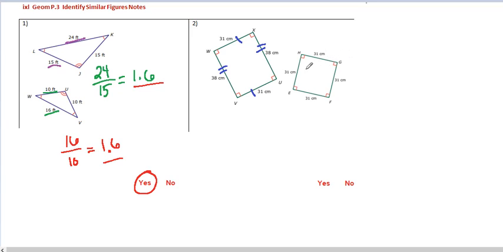So if you chose to do a ratio like this just to check it out, you're going to come out with different numbers, because if you chose any two sides here, it's going to be 31 over 31, which is going to equal 1. And this is not. So these are not similar. Okay?